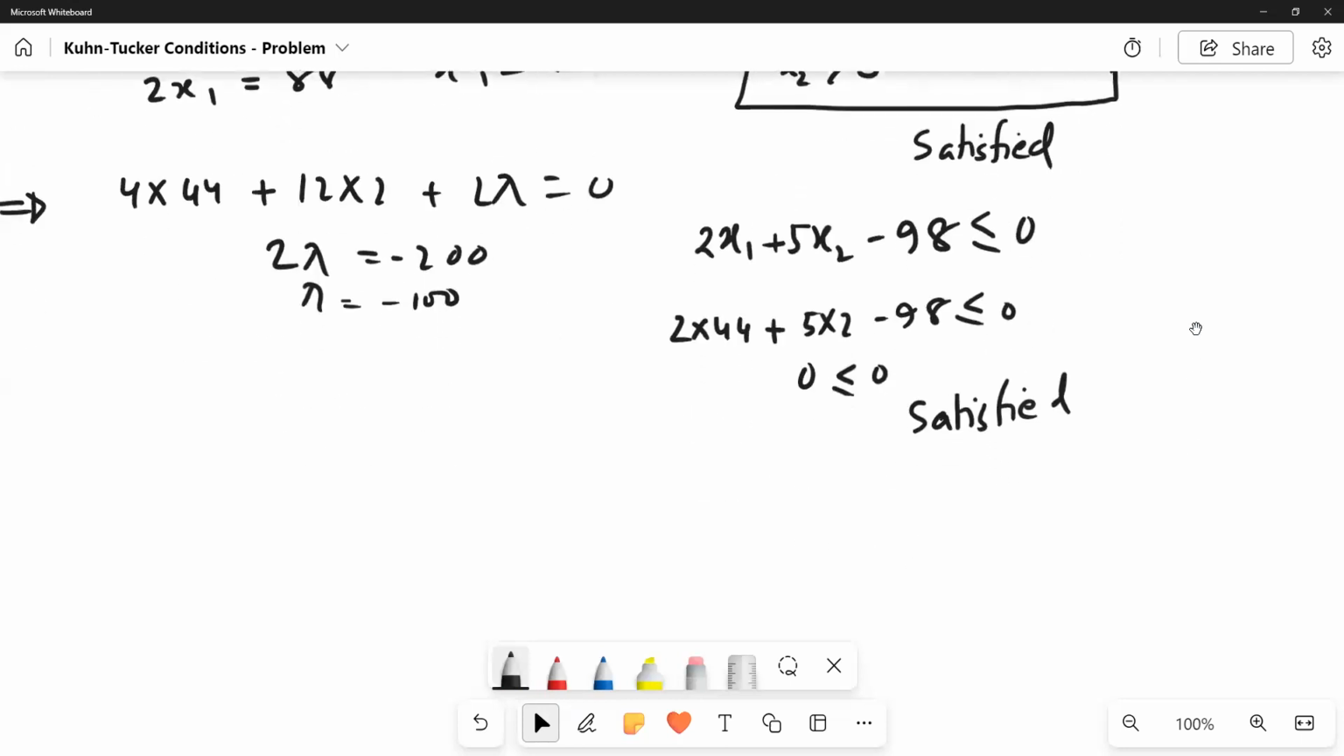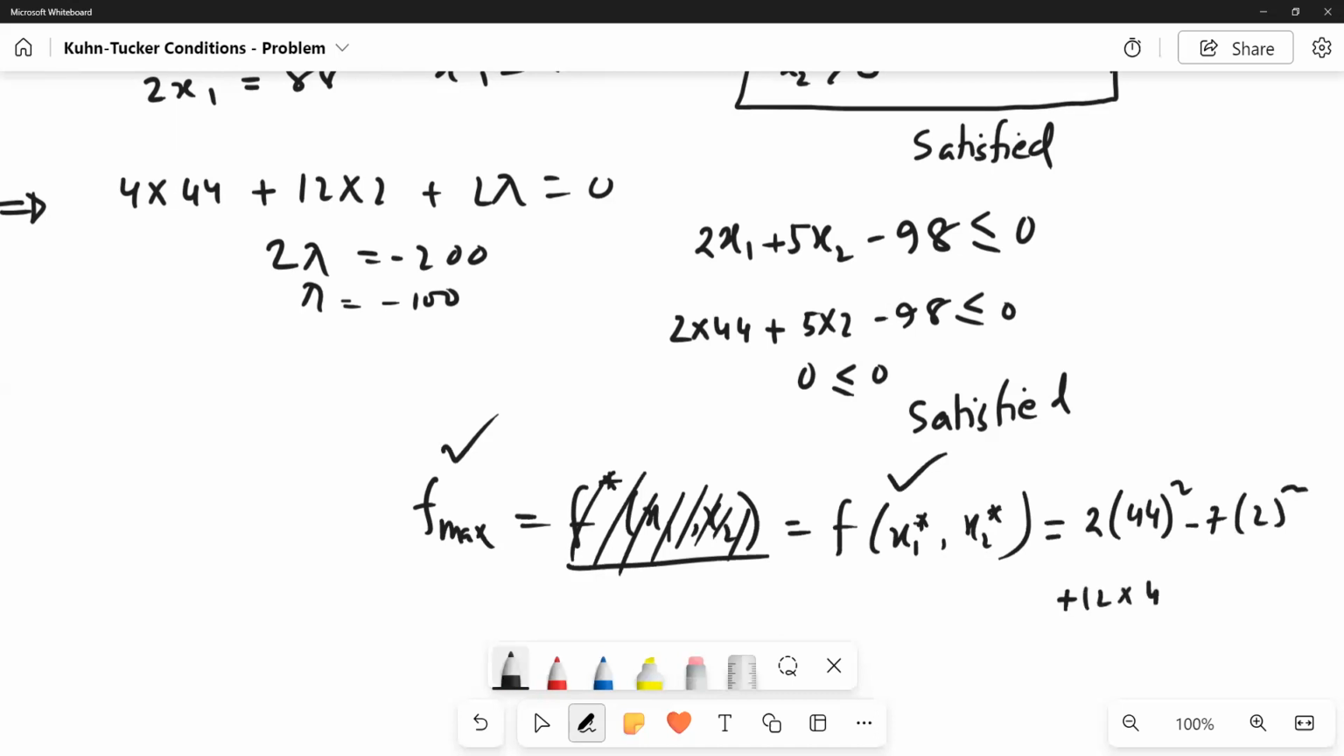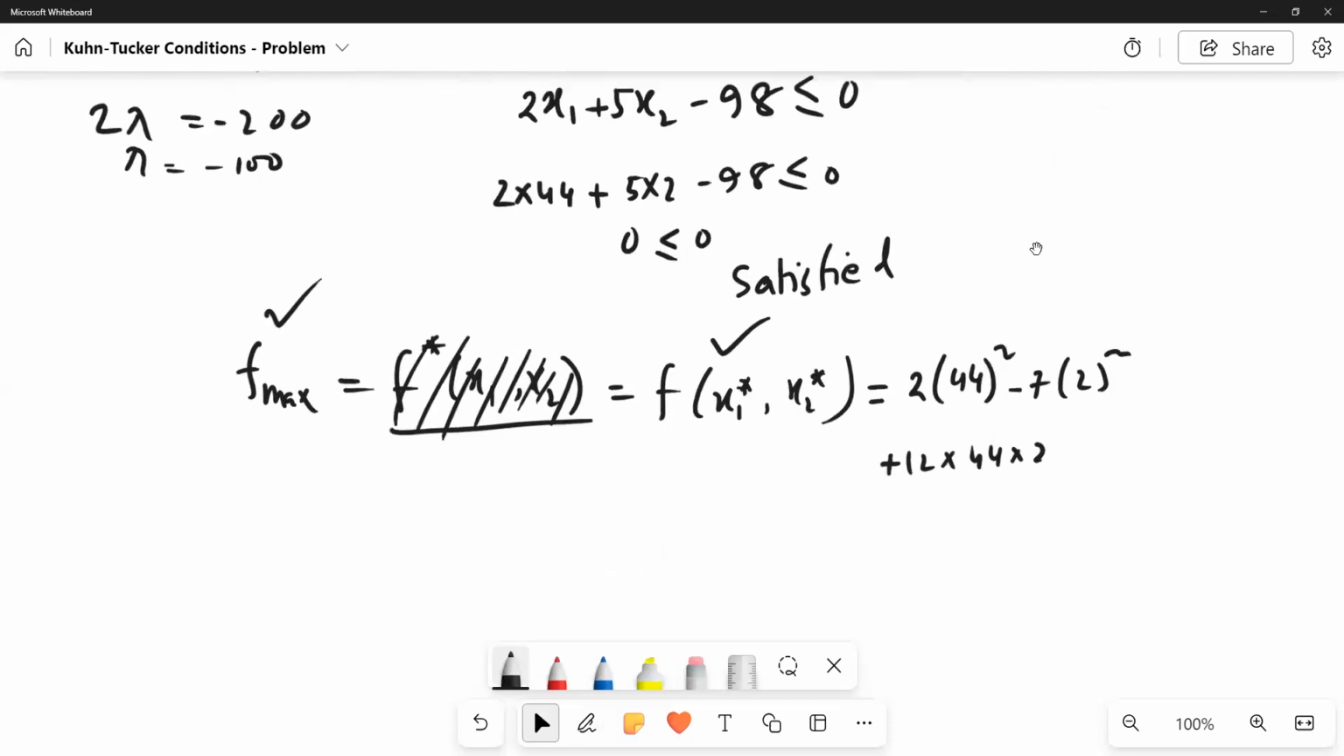Once all these conditions are satisfied, now we can go for picking the optimum value of f. So f max or f star x1, x2, or you can also write f x1 star x2 star. I think this one is more common. This is rarely used, so we can also avoid this. 2 times x1 square minus 7 times x2 square plus 12 times x1 times x2. So this will give us a value of 4900. So your F max is 4900.